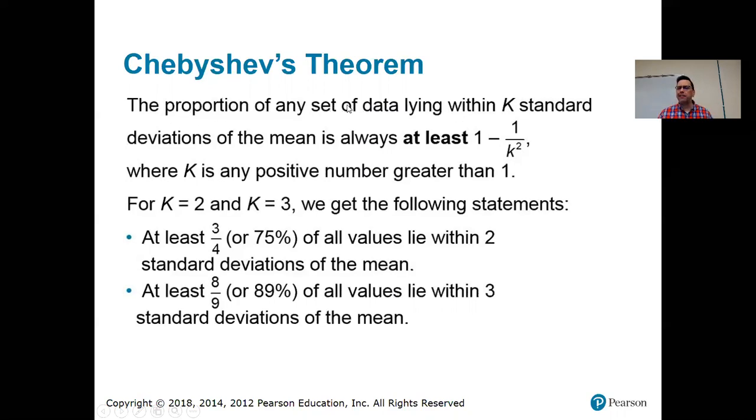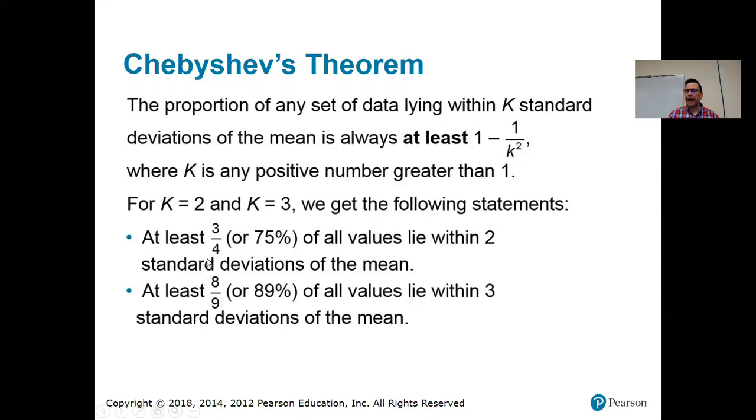The proportion of any set of data lying within k standard deviations, so k is some mystery number, of the mean is always at least this proportion of the data, 1 minus 1 over k squared. And the best way to understand this is to look at examples. So for example, if k is 2, then 1 minus 1 over k squared turns into 1 minus 1 over 2 squared, which is 1 minus 1/4. That's how they get 3/4. So at least 75% of the data lies within 2 standard deviations.